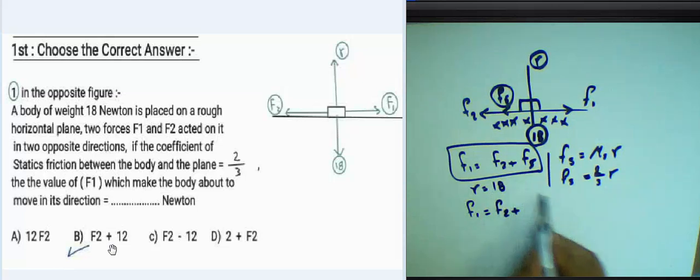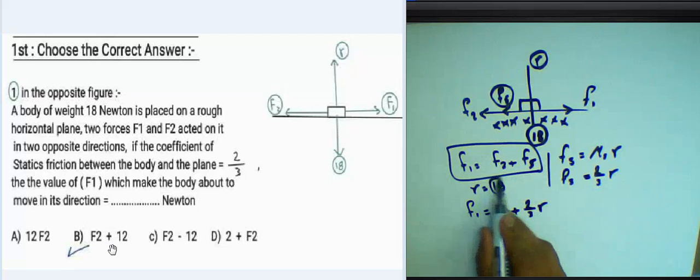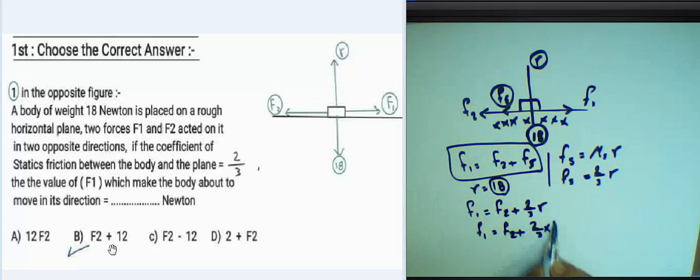plus F of static, here 2 over 3 R, and then cancel R and write 18. Then F1 equals F2 plus 2 over 3 multiplied by 18. Then F1 would be equal F2 plus 18 divided by 3 equals 6, 2 times 6 equals 12. Then F1 equals F2 plus 12. Letter B.